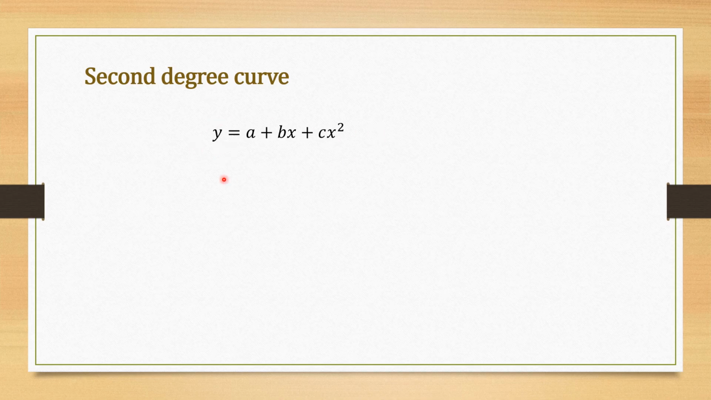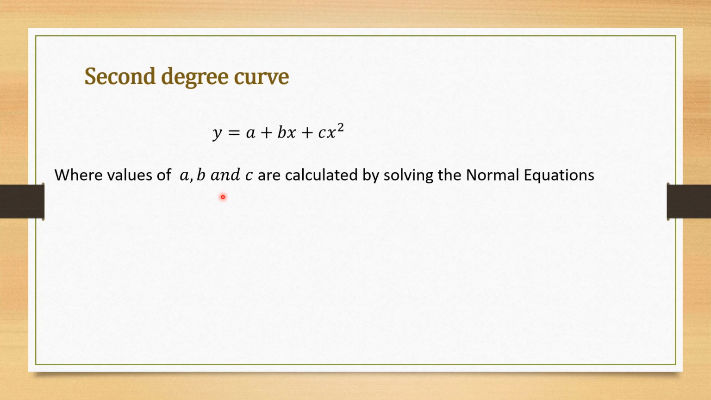So we get the general equation of a second degree curve: y is equal to a plus bx plus cx square. Again, x and y values will be given in the problem. a, b, c are the constants which are to be calculated. These constants are got by solving the normal equations. Now since we have three constants, we will require three equations to get the values of a, b and c. So we will write the normal equations.